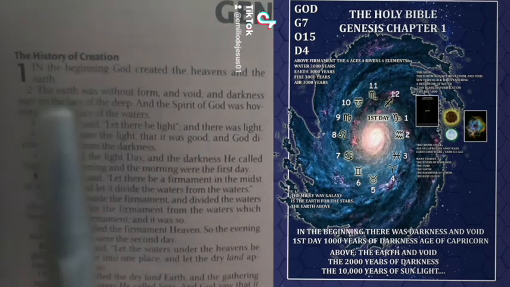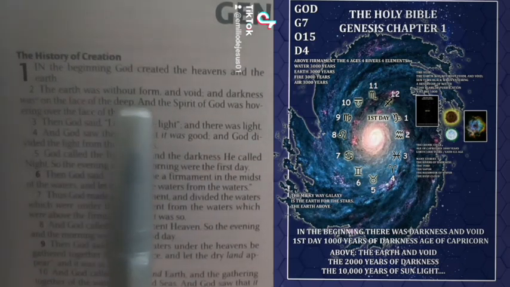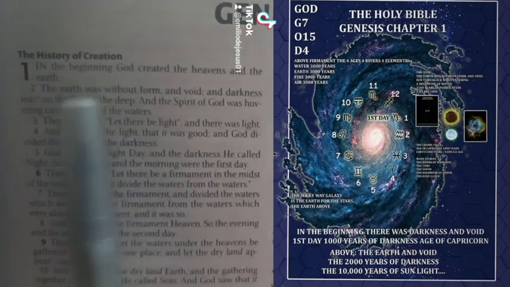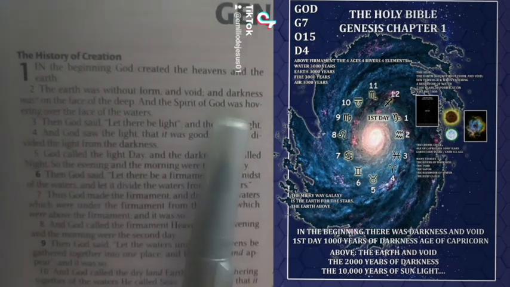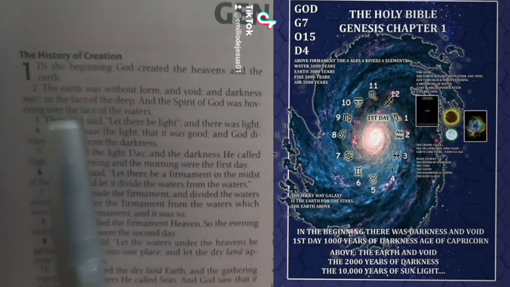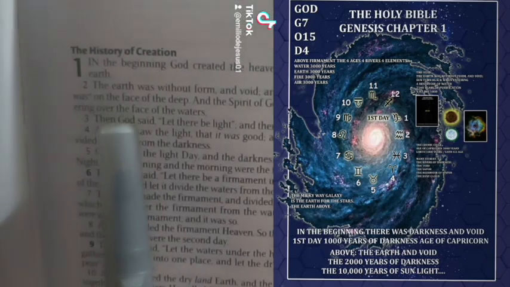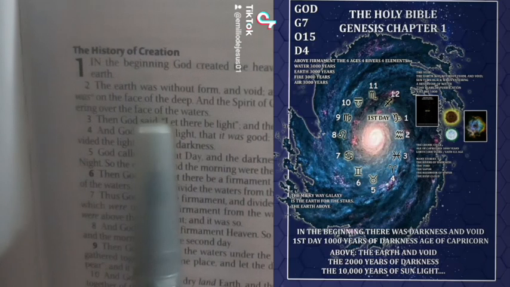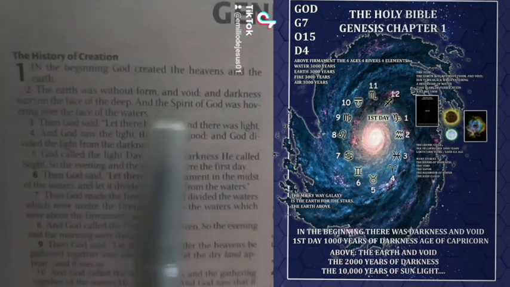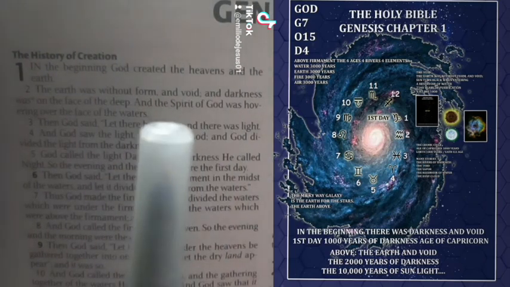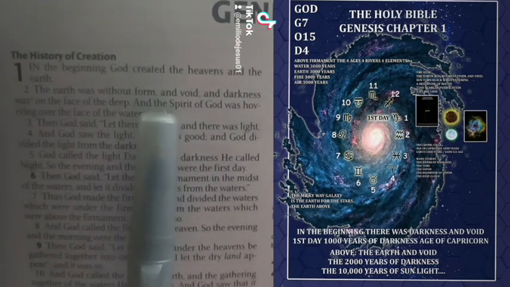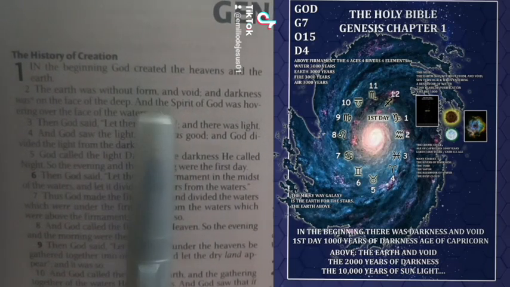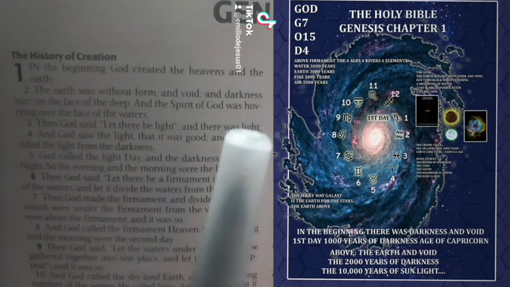Then it says here, the earth was without form and void, and darkness was on the face of the deep. And the Spirit of God was hovering over the face of the waters. You see? So now you know who God is, his spirit. His spirits are the 8 suns. When the 8 suns are awakened, it's new energy. The energy is spirit, hovering in the face of the waters.